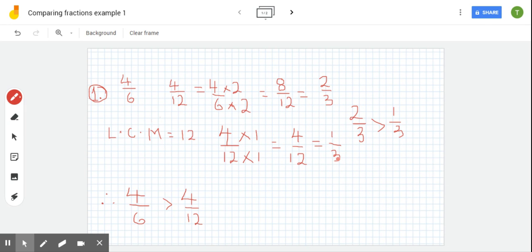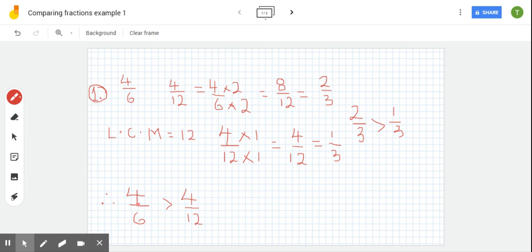When I say like fractions, I mean fractions that have the same denominator. Whenever we have the same denominator, it makes them like fractions. Therefore, the one that has the bigger numerator is the largest. So therefore, if 2 over 3 is the same thing as 4 over 6, that means 4 over 6 is greater than 4 over 12.